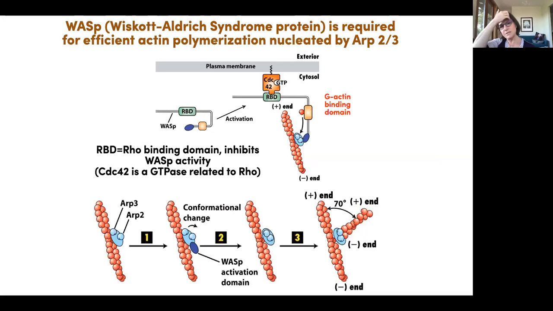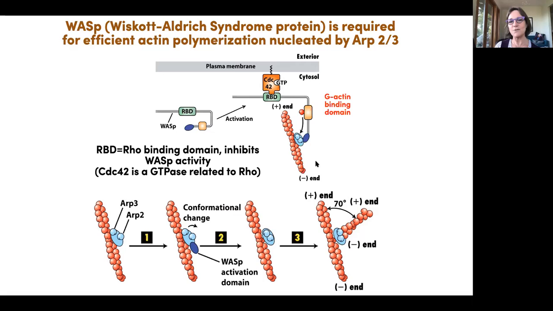Okay, so I mentioned that ARP23 is the key nucleator for these branched actin networks, but it doesn't act by itself. It requires an activator from this family of proteins, the first of which was called WASP, for Wiskott-Aldrich syndrome protein, because it's mutated in this disease. So I always have to relearn this every time I teach it. So if you have to think about it for a while, do not feel bad.